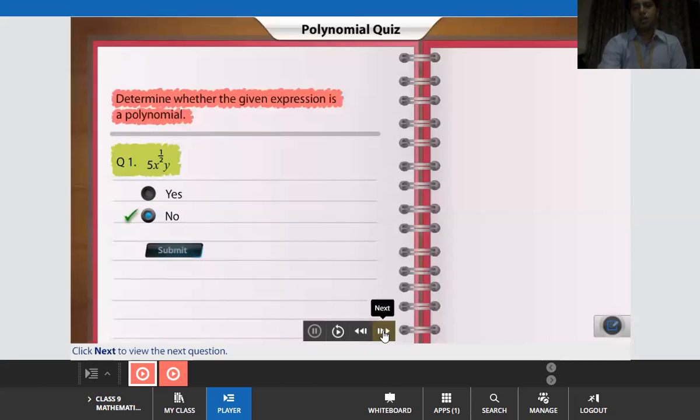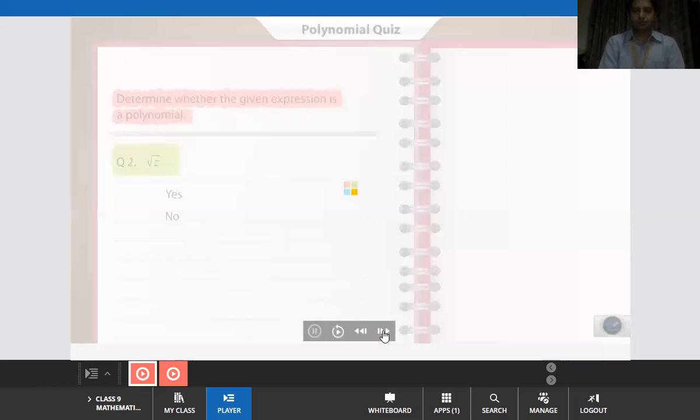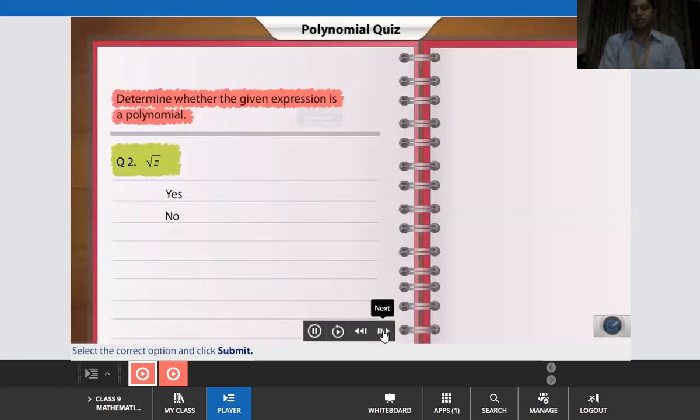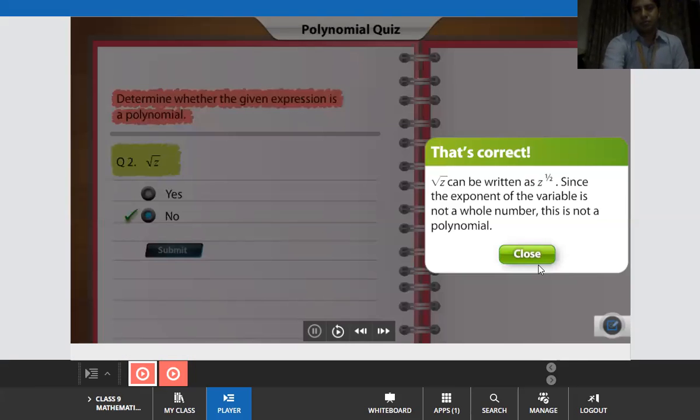Now the second question is under root z. Select the correct option and click submit. Under root z, if we write it in exponent form, it will be z raised to power 1 by 2. Because the power of z is in fraction form, this is not a polynomial, as we have the condition that the powers should be whole numbers. The power of z is 1 by 2, which is a fraction. That's correct, as under root z can be written as z raised to power 1 by 2, since the exponent of the variable is not a whole number, this is not a polynomial.